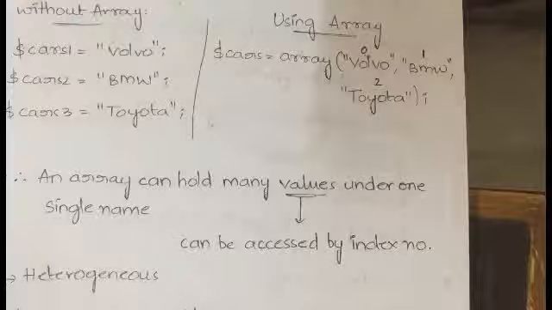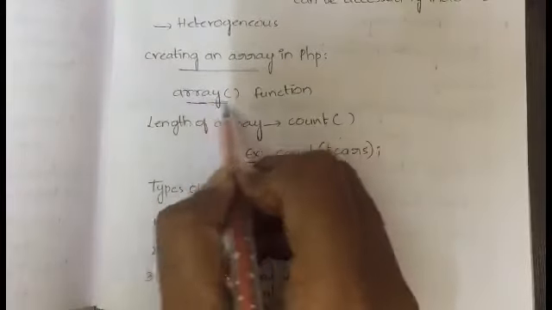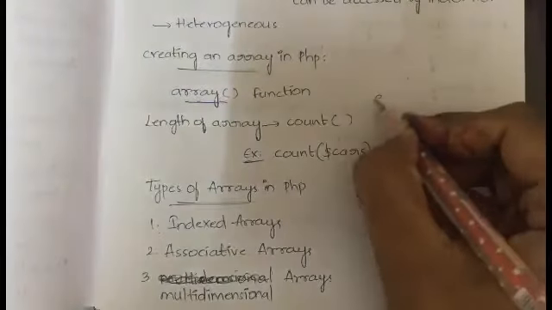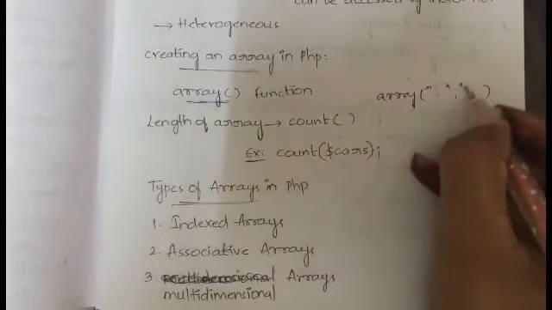Okay. And how do we create an array in PHP? Just by declaring the function array. You have to write array, and in this you have to write what are the values you are going to include in this array.